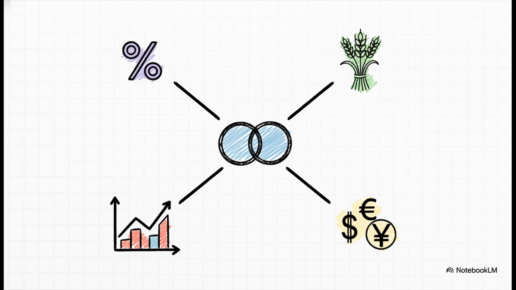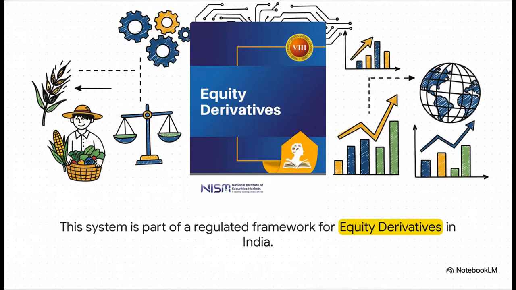We're talking about the value of currencies, interest rates, individual stocks, and even entire stock market indexes like the Nifty or the Sensex. And this isn't some Wild West marketplace. This entire ecosystem is highly regulated and governed by institutions like India's National Institute of Securities Markets. It's pretty amazing when you think about it. The basic principles designed to help a farmer sleep at night now form the absolute bedrock of how the entire global financial system manages risk.